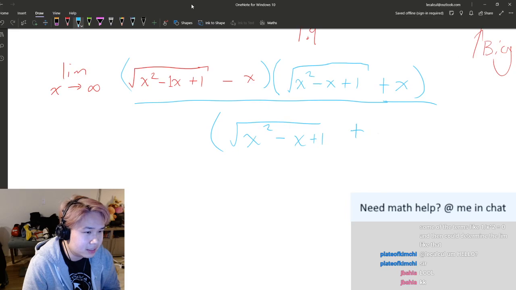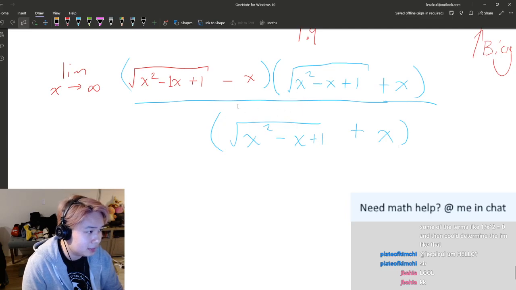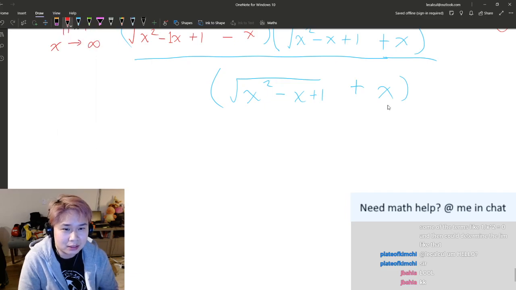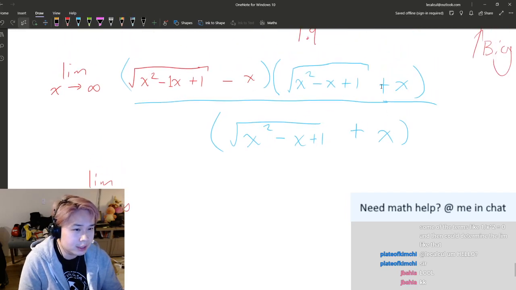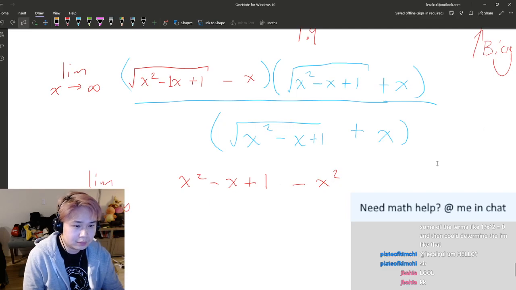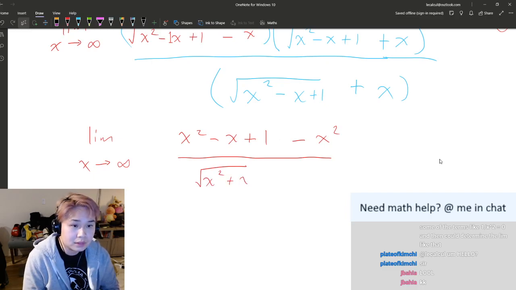Okay, so here's the conjugate, and of course you would need to multiply it to the numerator and the denominator so that you're not technically changing your question. However, well, this seems like a promising start. So what do we got? In the numerator, we have a difference of squares. So you end up with x squared minus x plus 1 minus x squared. And then on the bottom, we have this stuff here. I think this is a minus.